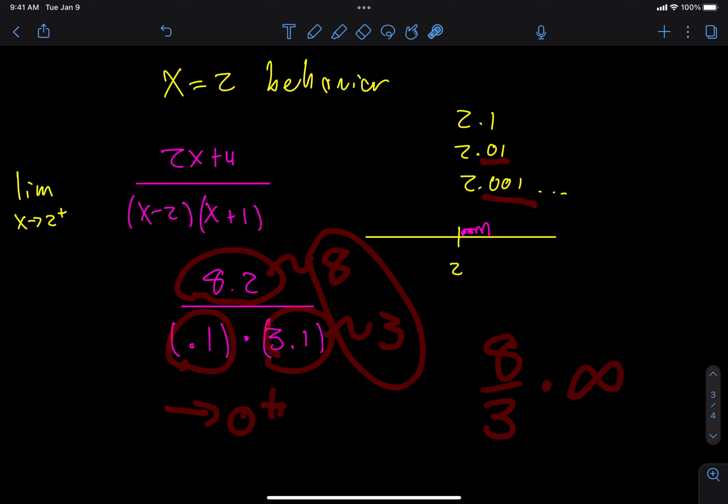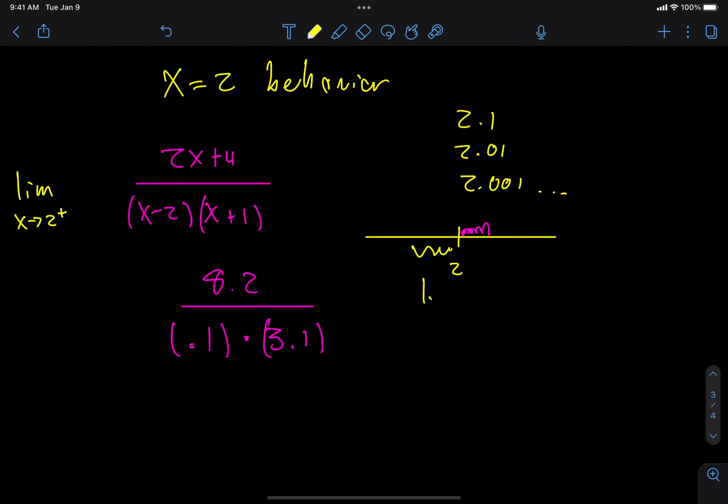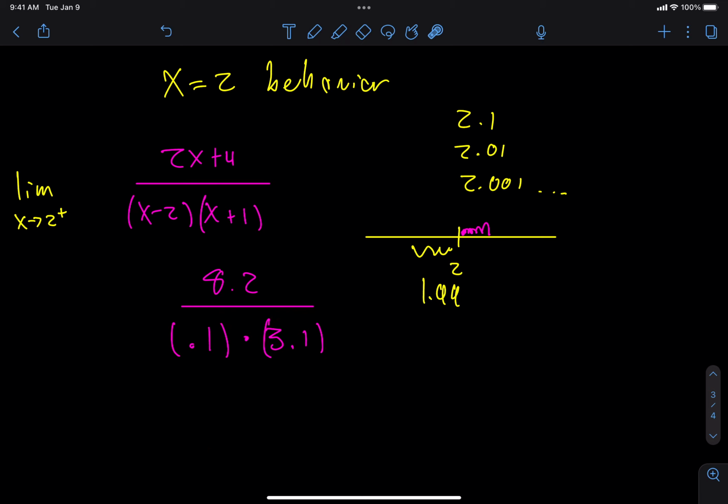Whereas what would happen if I approach from below? I'd be plugging in numbers like 1.99. So this number would be really close to 8, this number really close to 3, and this number would be something like negative 0.01 or negative 0.001. Because the sign of this entire fraction is negative, and in absolute value it has to be going to infinity because we have something going to 0 in the denominator. So this is how we determine whether we're going up or going down. We know that we're blowing up. We just need to check the sign of that blow up.